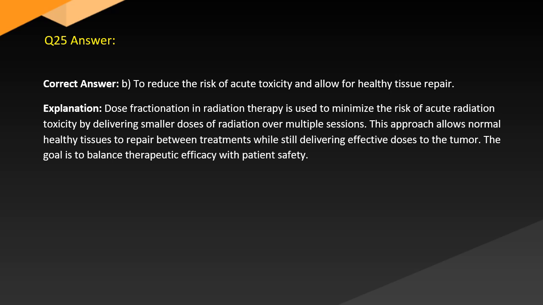Explanation. Dose fractionation in radiation therapy is used to minimize the risk of acute radiation toxicity by delivering smaller doses of radiation over multiple sessions. This approach allows normal healthy tissues to repair between treatments while still delivering effective doses to the tumor. The goal is to balance therapeutic efficacy with patient safety.